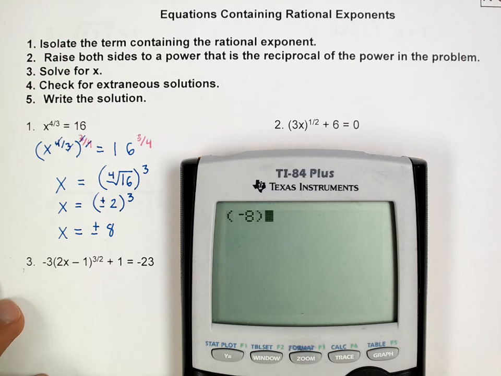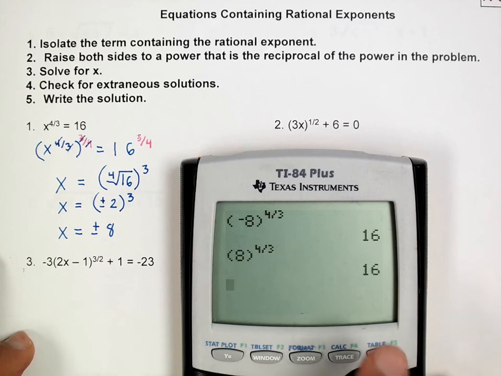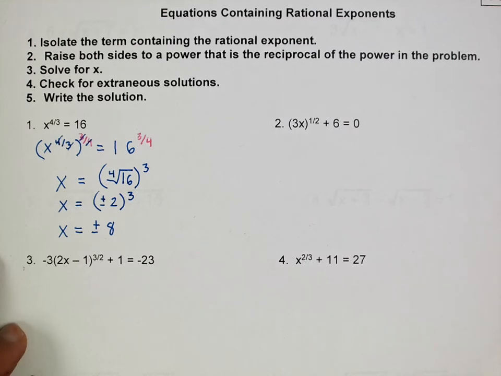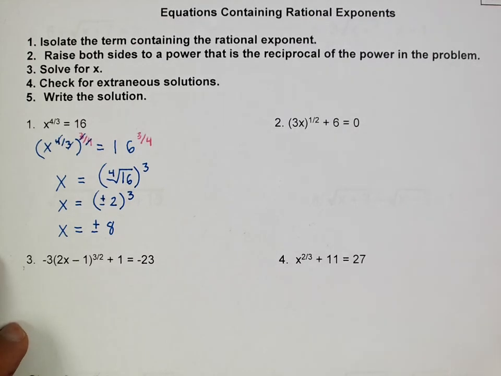I can come over here and put negative 8. Make sure you put that in parentheses. We're going to raise that to the 4/3 power, and if that gives me 16, then that's a valid solution. Same idea, we're going to check the positive 8 as well. We raise that to the 4/3 and I also get 16. So both of these are solutions to the equation.